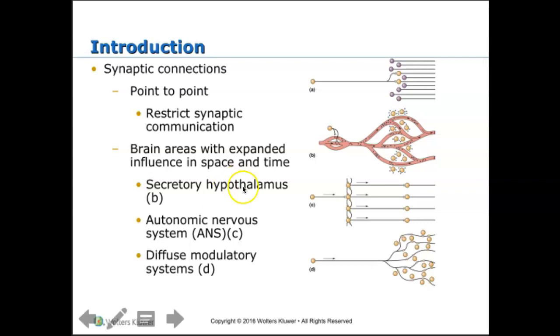So we're going to talk about the hypothalamus and some of its basic functions. Then we're going to talk about the autonomic nervous system, which is also actually largely under the control of the hypothalamus. And then finally, we will talk about the diffuse modulatory systems. Those will be limited to the central nervous system only.